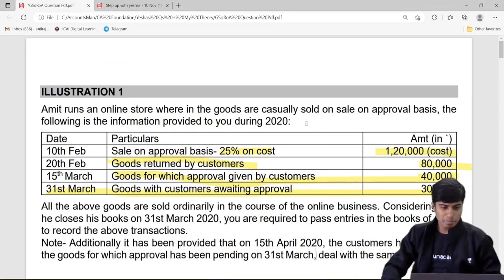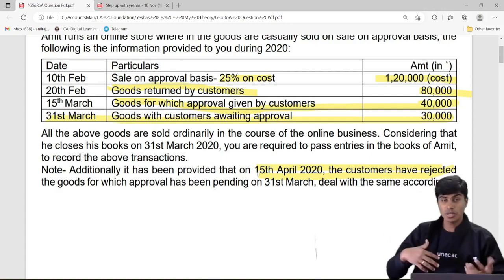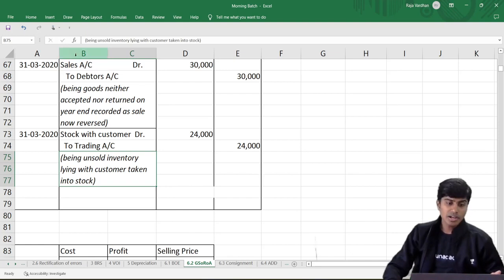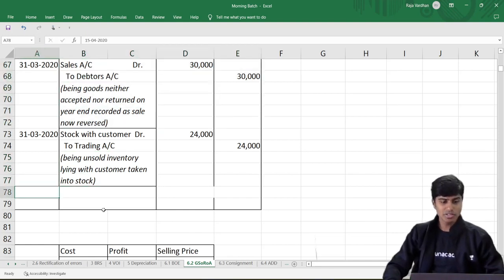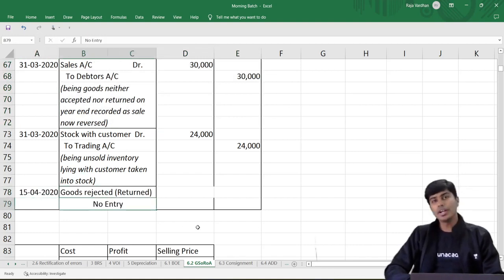And come to the important part of the last part of the question. On 15th of April, customer has rejected the goods. When the customer rejects the goods on 15th of April and he returns the goods to us, we don't have to write a separate entry. Why? On this date, we've already reversed the sales entry even before he gives the goods back to us. So on 15th of April 2020, there is need of no entry.